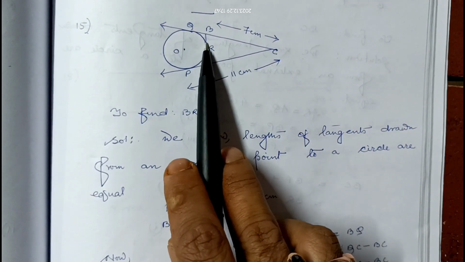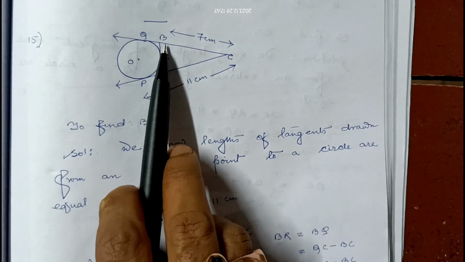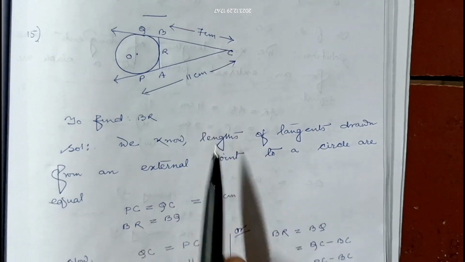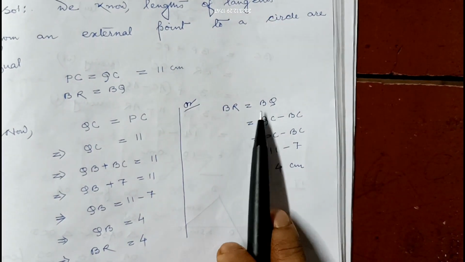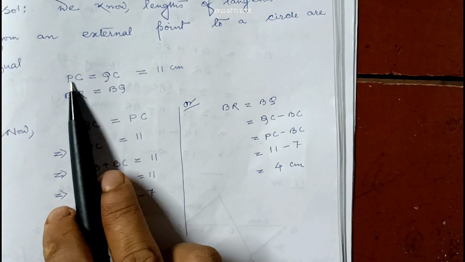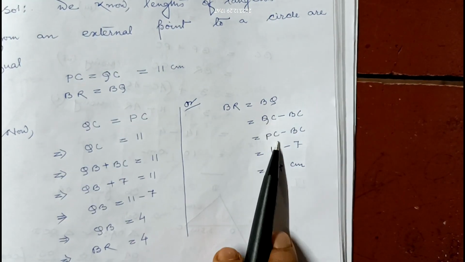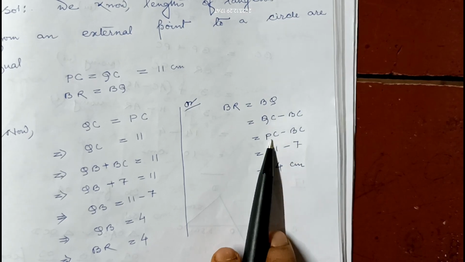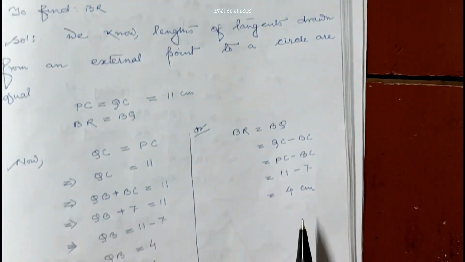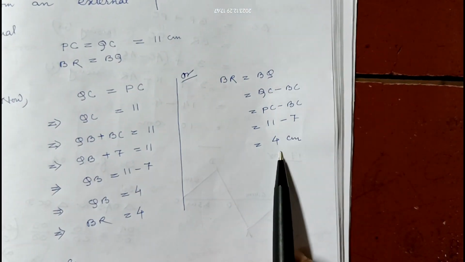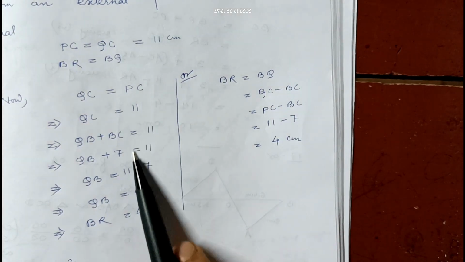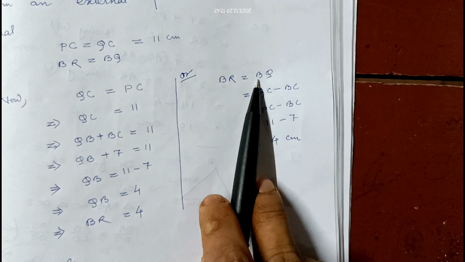BR and BQ also will be equal. Here we have to find BR, and BR equals QB, and QB is QC minus BC. So we can write BR equals BQ and BQ equals QC minus BC. Since QC equals PC, instead of QC we can write PC minus BC. Now PC, as given in the question, is 11 and BC is 7. So it will be 11 minus 7, that will give 4 centimeter. Therefore, the required length of BR is 4 centimeter. This way also you can do, but this will be a little bit lengthy. Better to do this way.